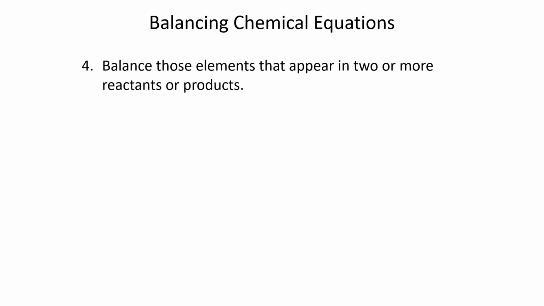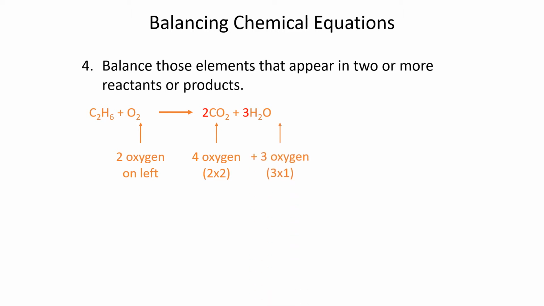So now we're going to balance the oxygen atom, which appears in both products. We have 2 oxygen on the left. We get 4 oxygen from carbon dioxide, 3 from water, so we have 7 on the right. And we have to put something in front of this formula that multiplies by 2 to give us 7.